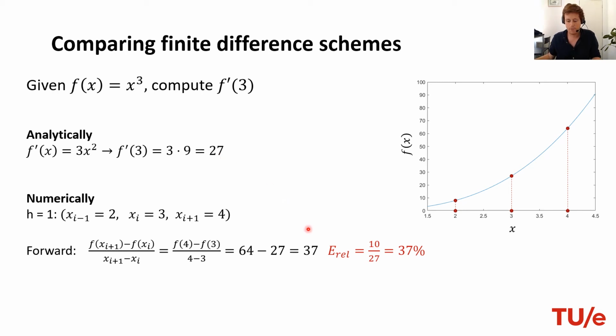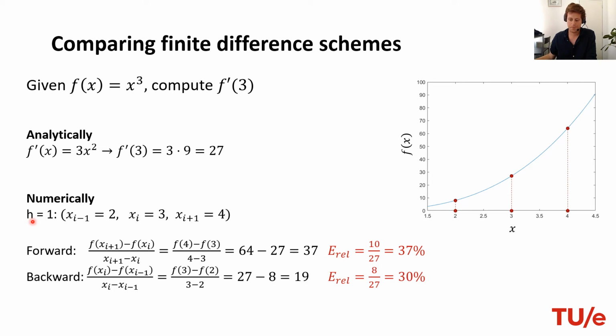So this means that we can take a look at the relative error. So the error is 37 minus 27, which is 10. And let's normalize this by the true value. So we are off by 37%. So this is obviously a huge error to make. We're making really quite a big mistake with this forward finite difference for this choice of h. Let's take a look if we can do better by looking at these other finite difference schemes.